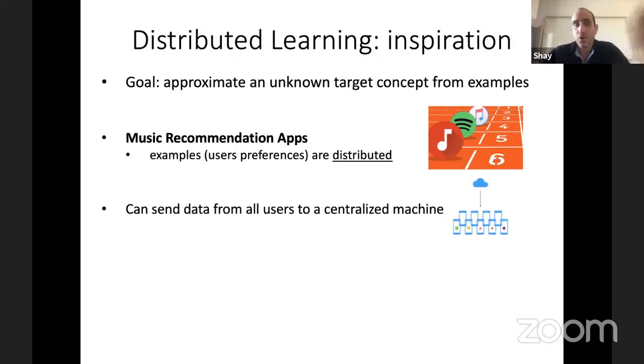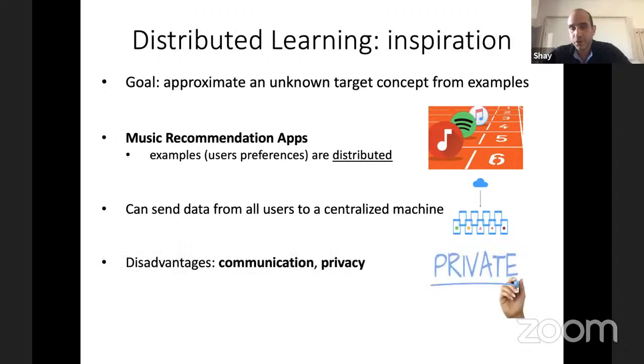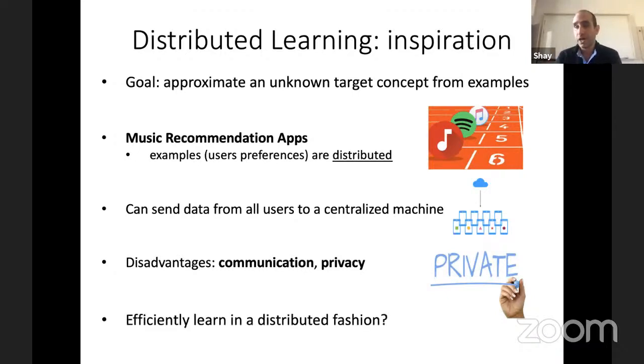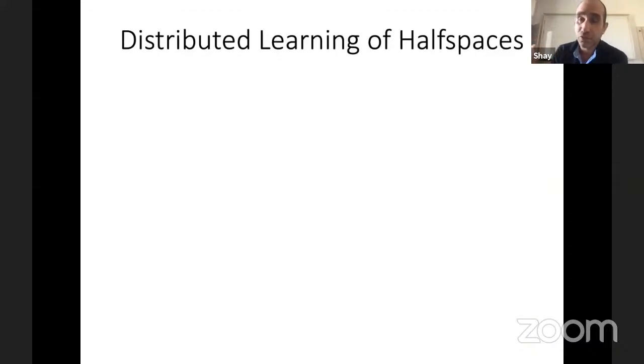We can always send all the data from all of the users to one centralized machine, train the deep learning network or whatever on the centralized model, and then use it to predict in the future. But this has disadvantages. The communication can be expensive, and there are also maybe privacy concerns in sending data to the centralized machine. So it's natural to ask whether we can efficiently learn in a distributed fashion. And again, we will consider the most basic problem in learning theory, which is learning of half spaces. This underlies neural networks, kernel machines, etc.